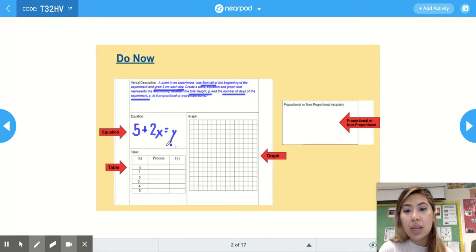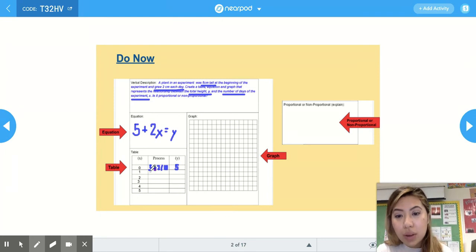And then in this table right here, I already have my x values filled in, so we have 0 through 5. So for my process, I'm going to be plugging in the x values into this equation. So I have 5 plus 2 times 0, and that's going to be 5. So when x is 0, y is 5. Then when x is 1, I'm doing 5 plus 2 times 1. So 2 times 1 is 2, 2 plus 5 is 7.